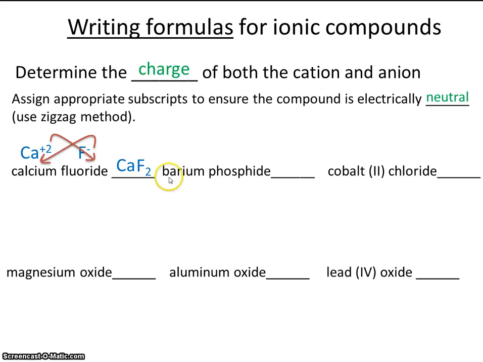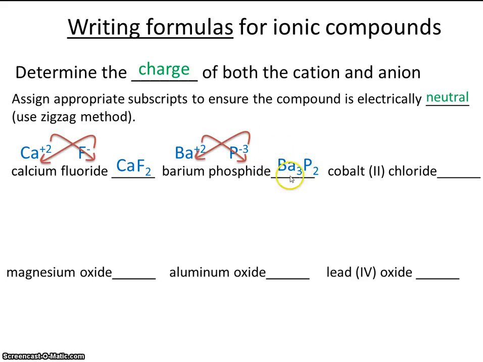Okay, let's write the formula for barium phosphide. So find barium on your periodic table. It's in group 2 and it has a charge of +2. Phosphide, that's the ion of phosphorus. And phosphorus, when it forms an ion, has a charge of -3. So let's go ahead and zigzag these charges. We'll bring the 3 down behind barium and the 2 down behind phosphorus. So when we write the formula, it's Ba3P2.